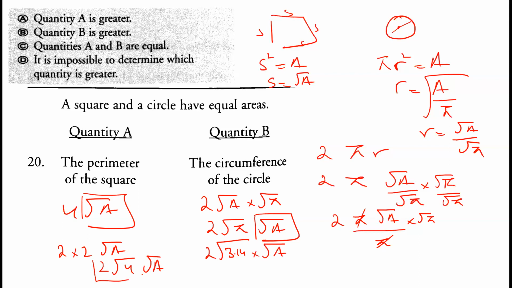Definitely this expression is more than this expression, 2 into under root 3.142, because under root 3.142 would be definitely less than under root 4. So quantity A is greater than quantity B. Hence option A is correct.